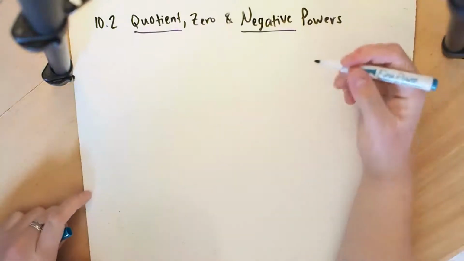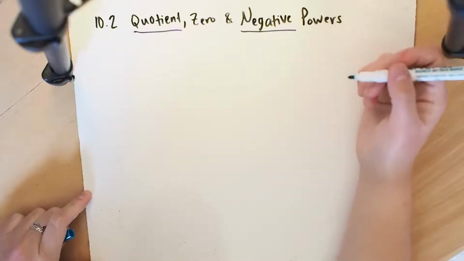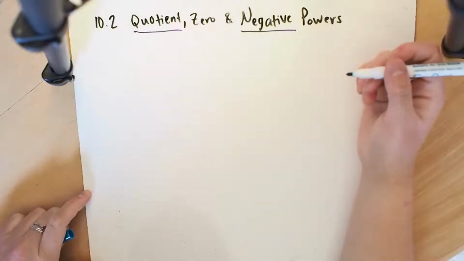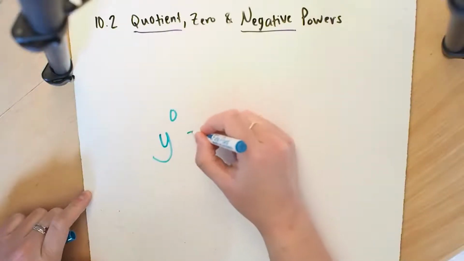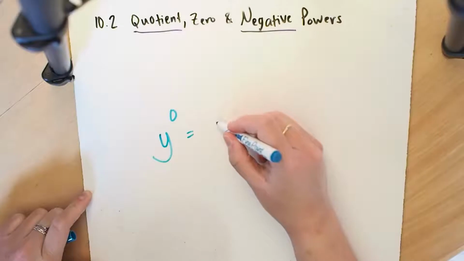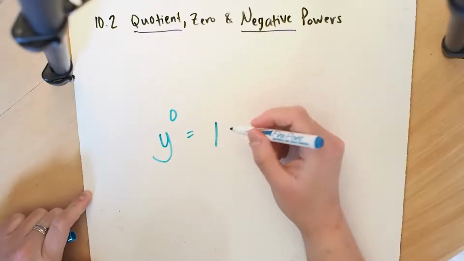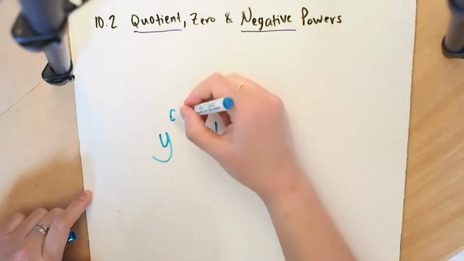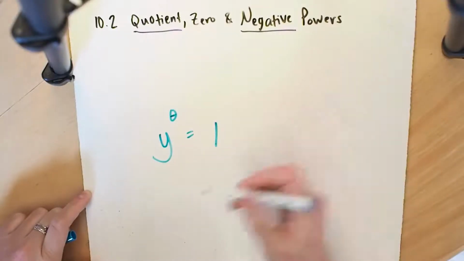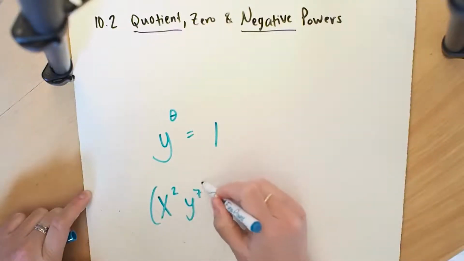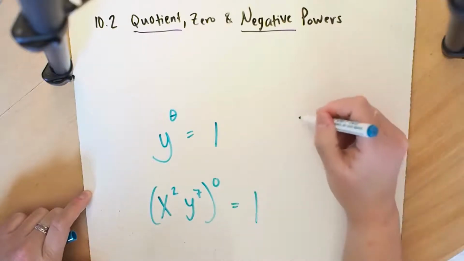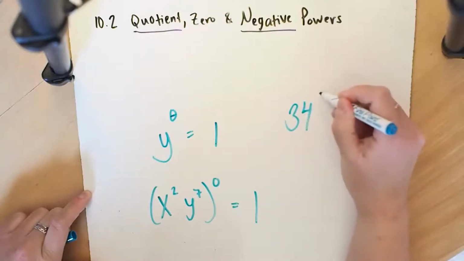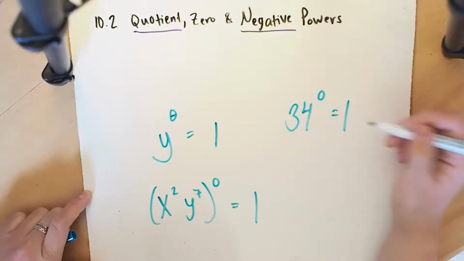Part 2 of this lesson has to do with 0th powers, which are really simple and will take about 3 seconds of your time. Anytime anything is raised to the 0th power, that simply becomes 1. So the rule is that if you have anything raised to the 0, it just becomes 1. If you have x squared, y 7, but it's all raised to the 0, it just becomes 1. If you have 34 raised to the 0th power, that just becomes 1.